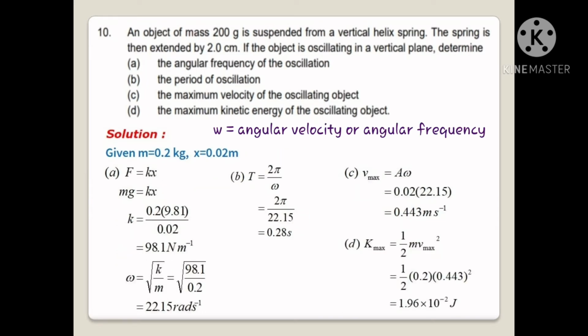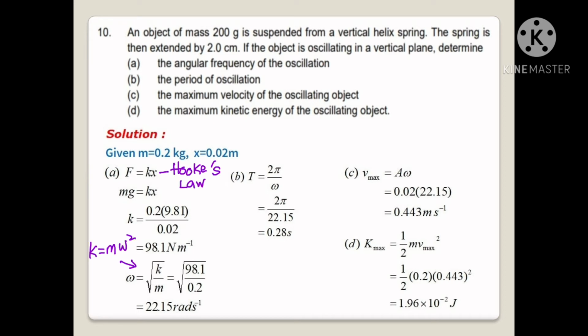Question number 10 is about the oscillation of the mass suspended to the spring vertically. To determine the angular frequency of the oscillation, we use the concept of Hooke's law to get the value for spring constant k, and then calculate the omega using equation k is equal to m omega square. Next, to calculate the period, maximum velocity, and maximum kinetic energy, the solutions are as shown.